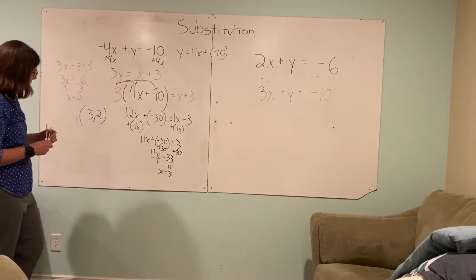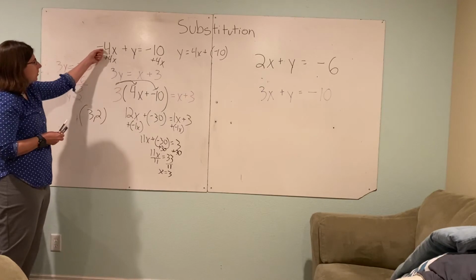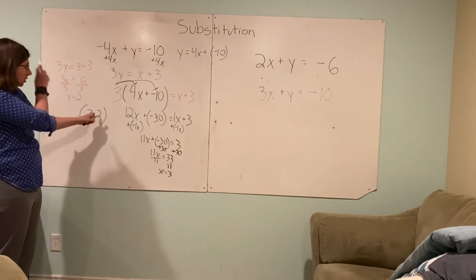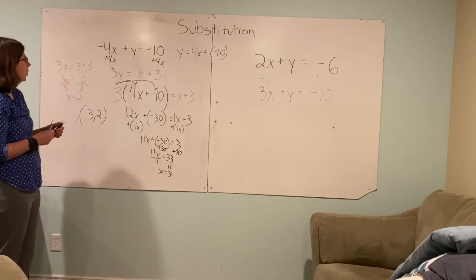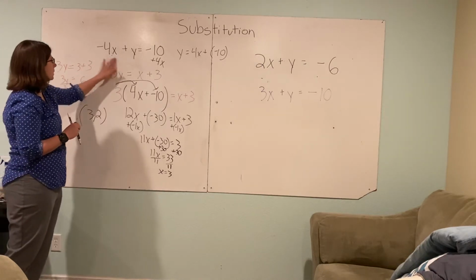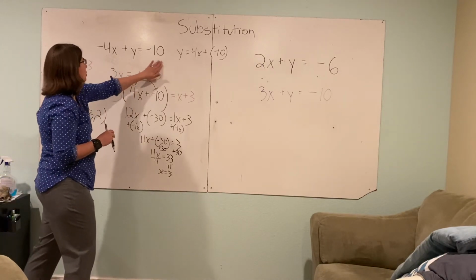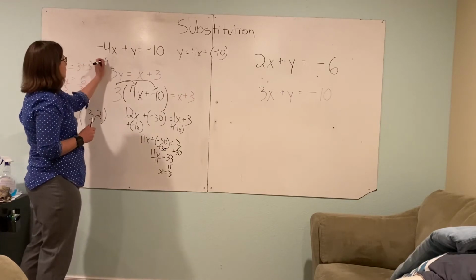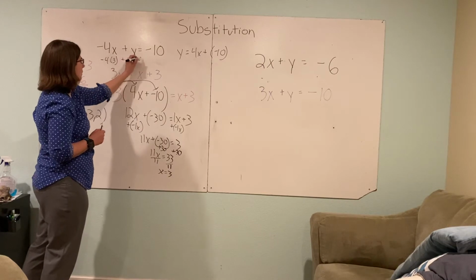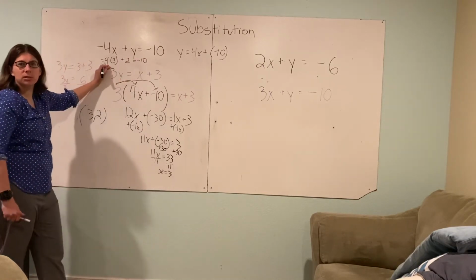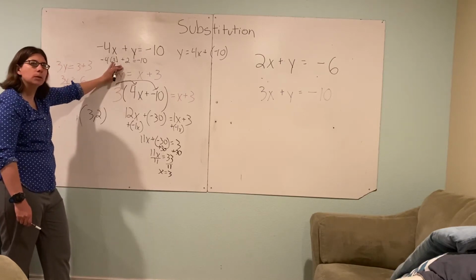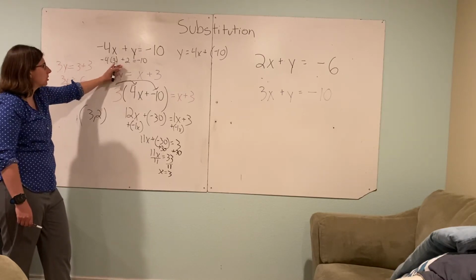If you would like to check your answer, you're just going to take your equations and substitute them in. So 3 is going to go in for x, and 2 is going to go in for y. Okay, so I'm going to erase this just so I can substitute in and we'll check it. -4 times 3 plus 2 equals -10. -4 times 3 is -12. -12 plus 2 is going to be -10. So that one works out.